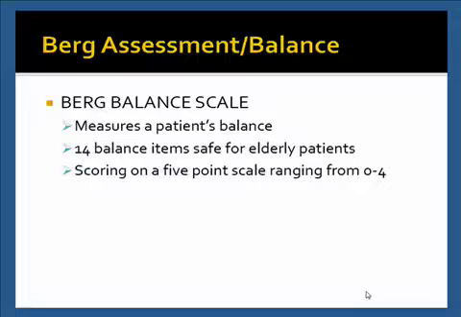and add those points. If they score at least 41 out of 56 total points, they have a low fall risk. 21 to 40, they have a medium or a moderate chance of falling, and if they score under 20, they have a high risk of falling.